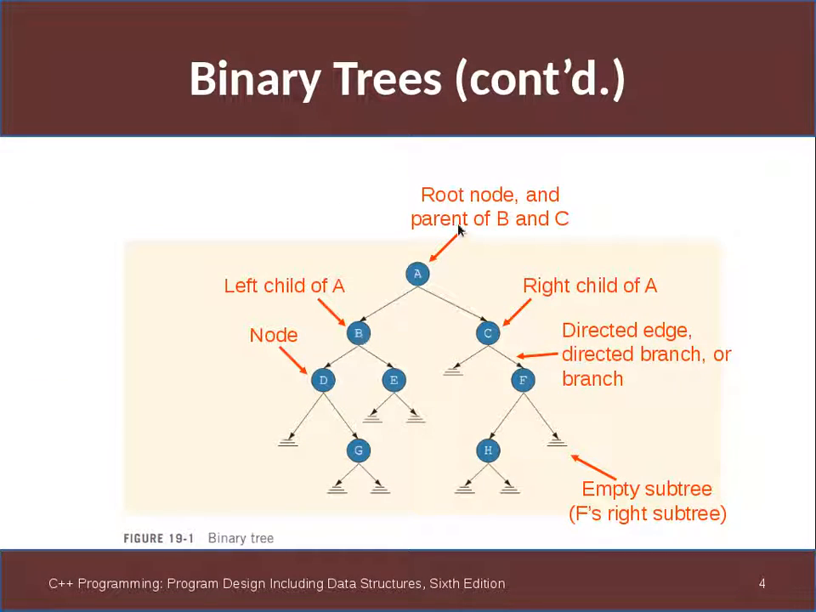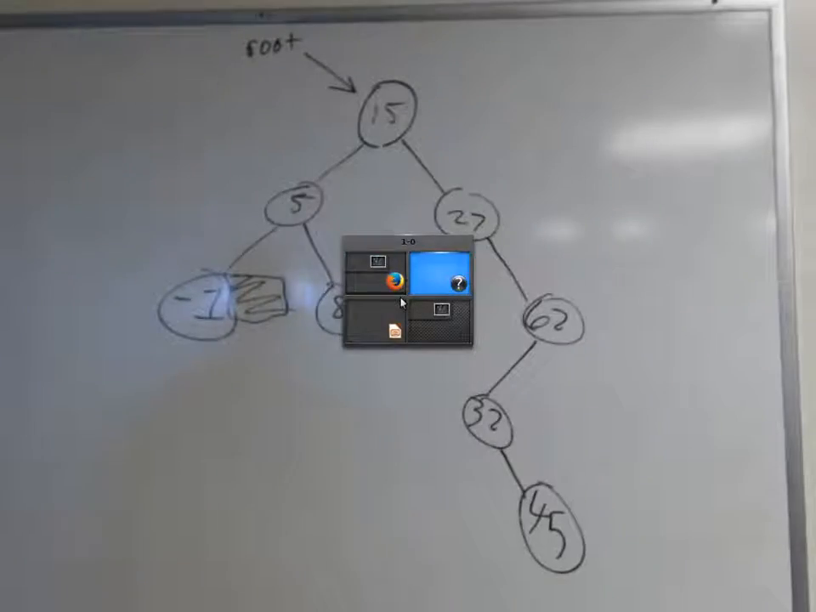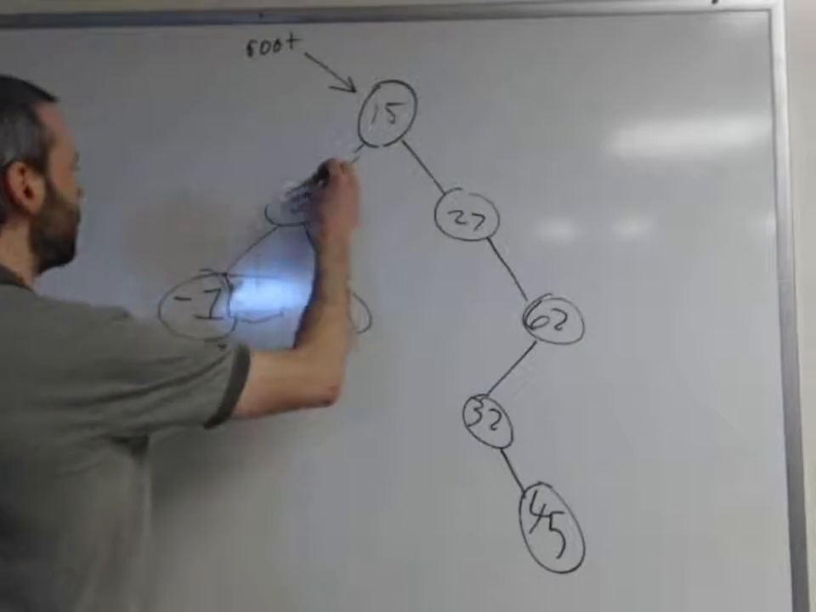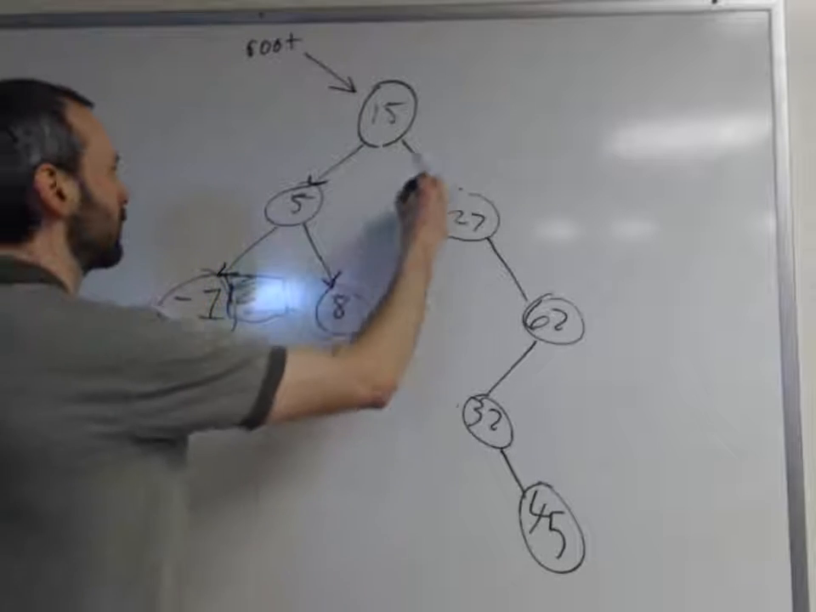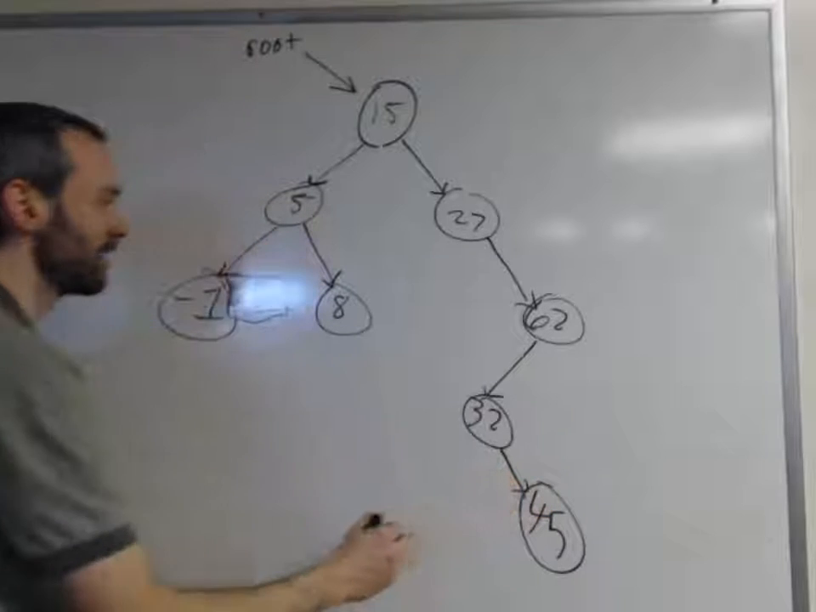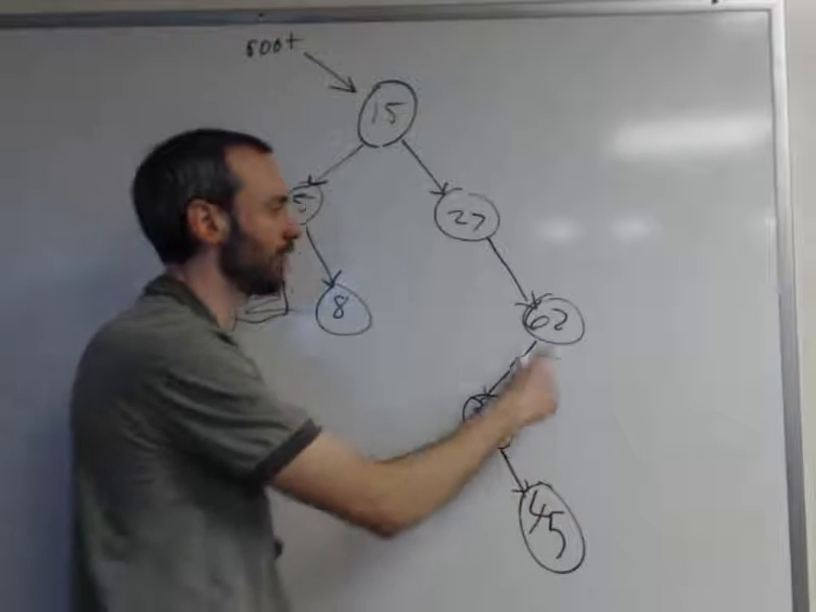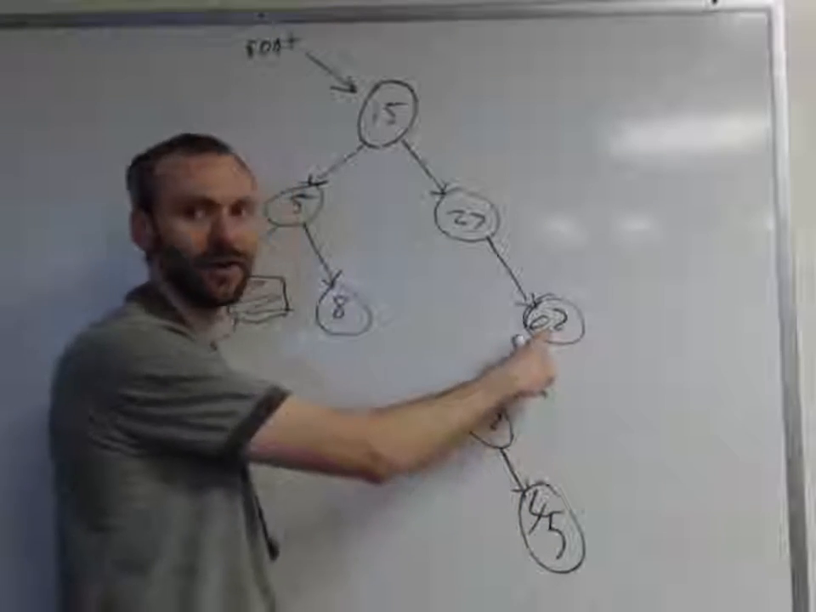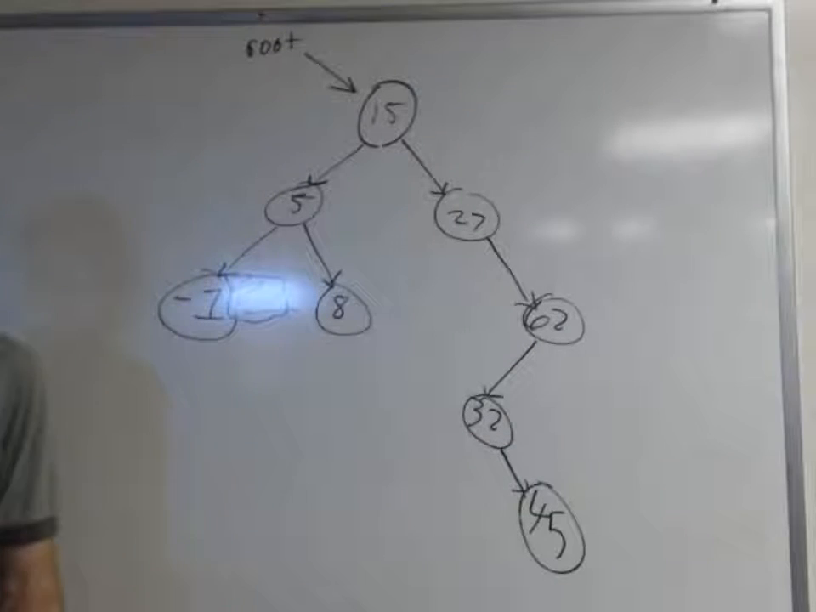All right. So root node, parent of B and C, left child of A, right child, a directed edge. Ooh, I didn't draw my arrows because that is important. I implied my arrows. Implication is not okay. The point is, if you're at 32, you can't go back up to 62. There's no arrow there. There's just an arrow going down. Can't go back to the past.